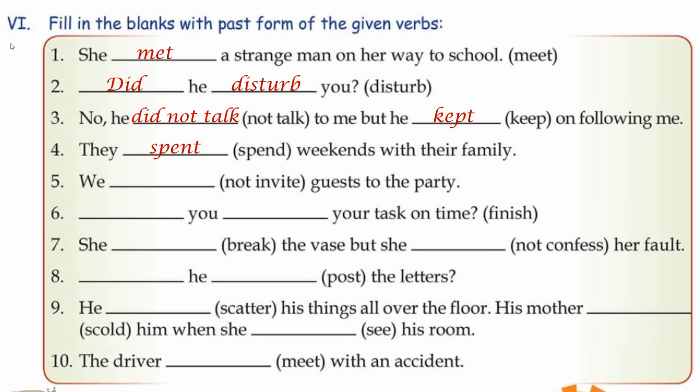Question number 5. We. Again, see children. It is written not invited. Means we have to frame a negative sentence. So what will we write? We did not invite guests to the party. Question number 6. We have to frame a question. It is an interrogative sentence, children, as a question mark is given at the last. So obviously we will start with did and finish will be finish only because we have to write the root form of the verb in negative and interrogative sentences. So did you finish your task on time?